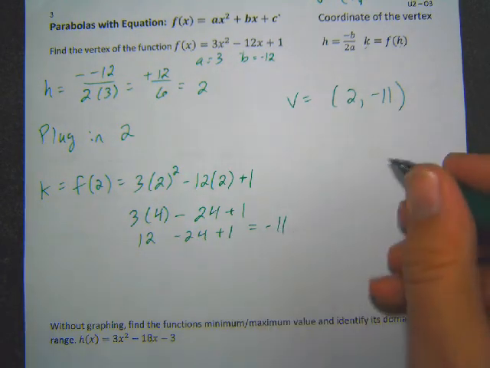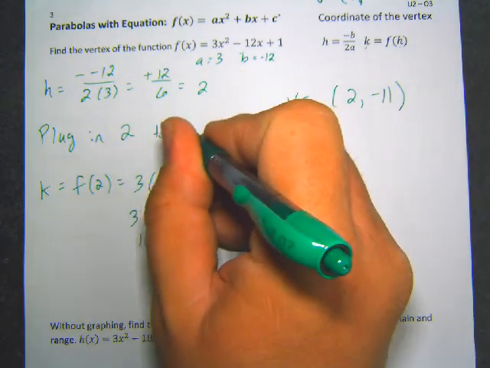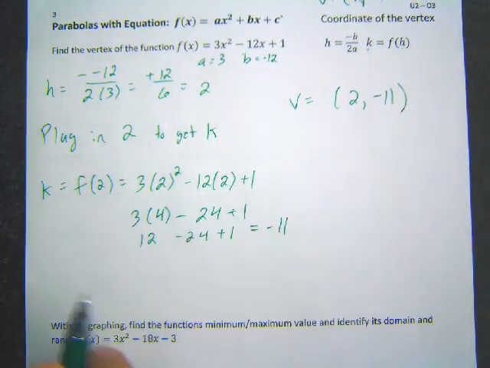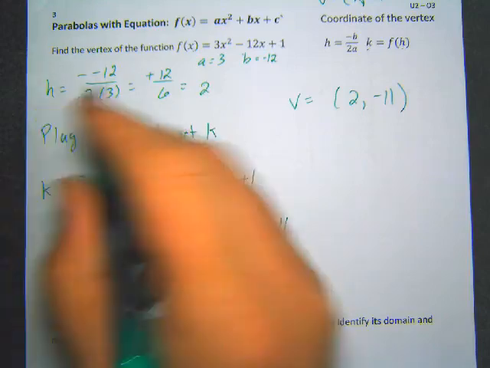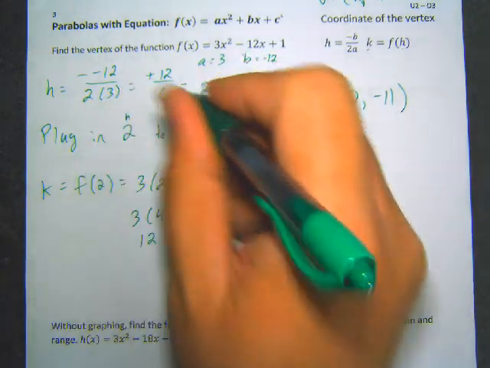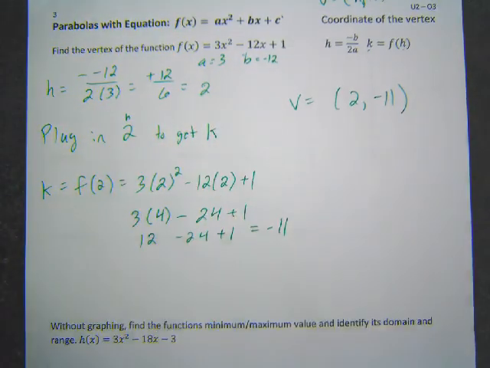That's the idea. So plug in 2 to get k. That's what we're going to do. The 2 that we got, that was h. That's what we plugged in, and that's how we got k. And that's the trick here.